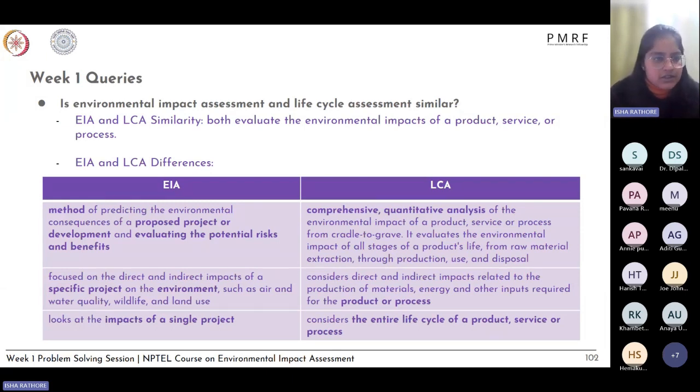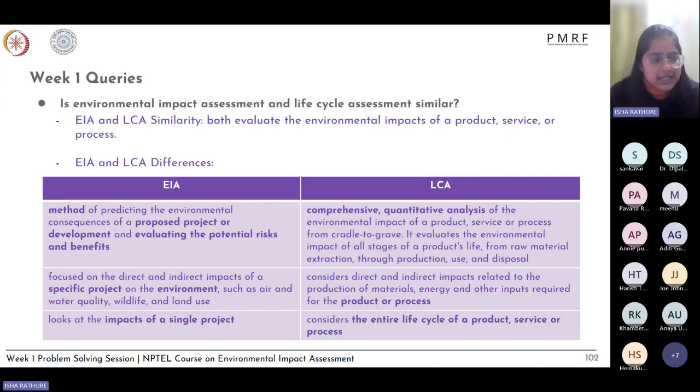So EIA is a method of predicting the environmental consequence of a proposed project or development and evaluating the potential risks and benefits, whereas LCA is a comprehensive quantitative analysis of the environmental impact of a product, service, or process from cradle to grave, that is from origin to grave, and it evaluates the environmental impact of all stages of a product's life, from raw material extraction to production, use, and disposal stage.